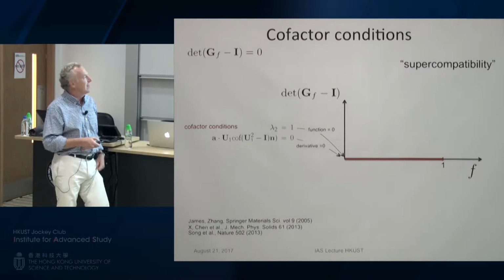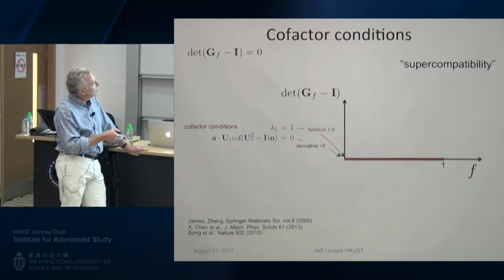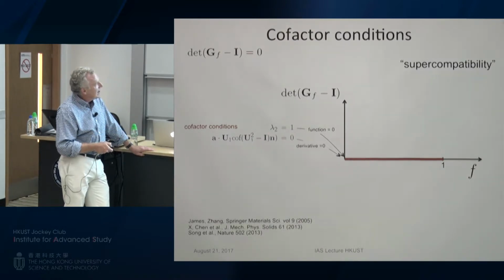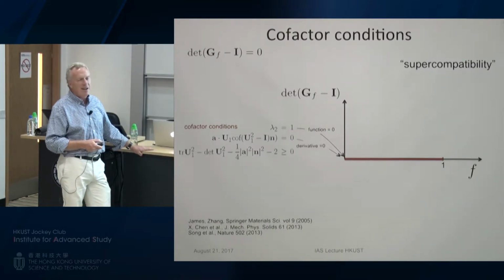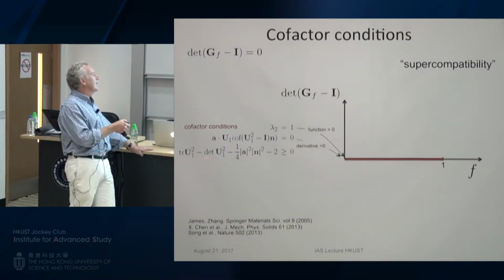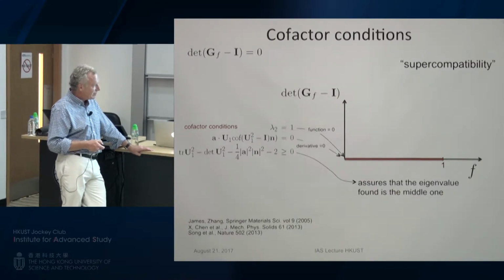How do you make it identically 0? It's very easy. You make sure that the endpoints are 0. That's lambda 2 equals 1. And you make sure the slope is 0 at 0. That's this condition. And then, of course, you have to worry about whether the eigenvalues you found are the middle ones, and there's some inequality, and it's that inequality. Those are the cofactor conditions.